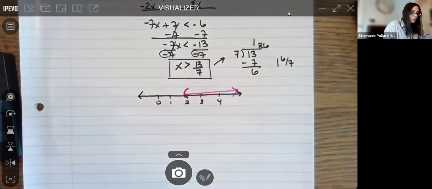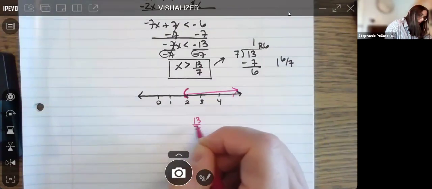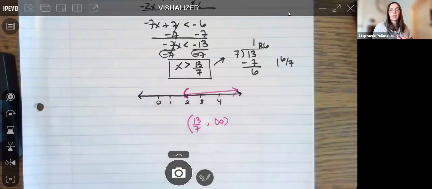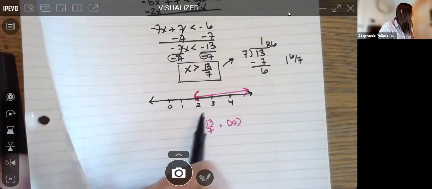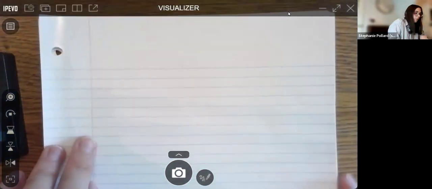For my interval notation, my smallest number is 13 over 7 with a parenthesis, and it goes to positive infinity forever. So I'll use my infinity sign there. All right, let's do one more of the style, and then we'll do a couple others.